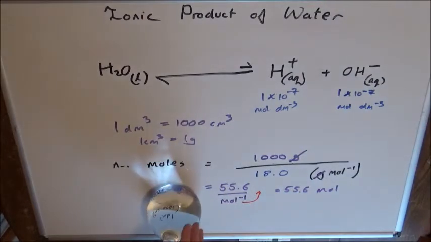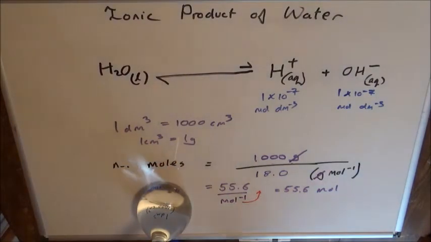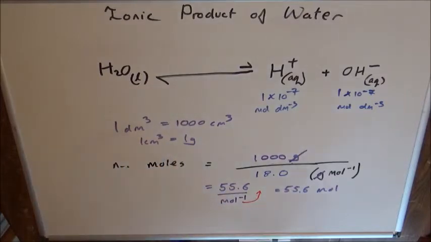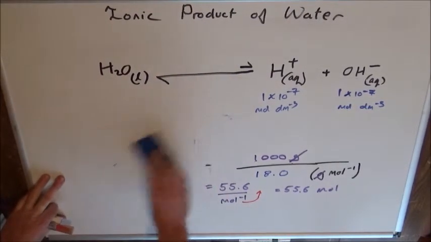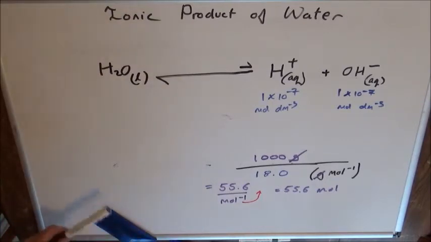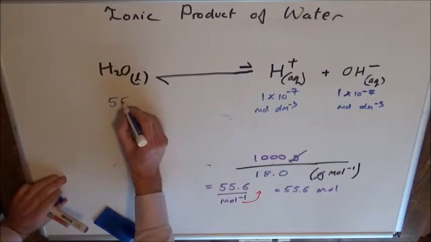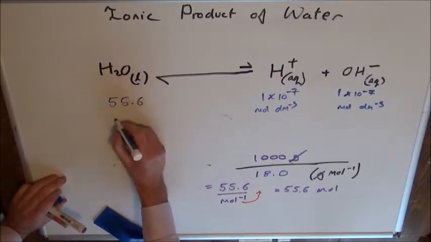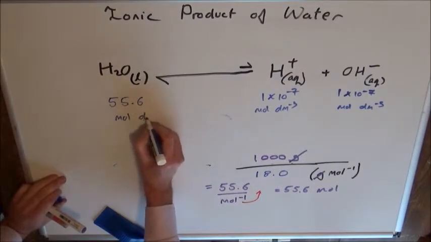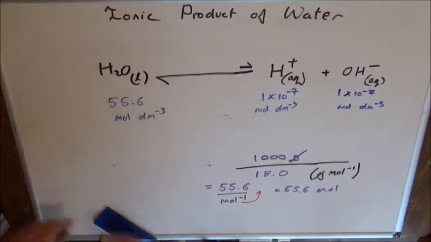So what I know now is that in that decimeter cubed of water, I have 55.6 moles of H2O molecules. So 55.6 moles in a decimeter cubed is 55.6 moles dm to the minus 3. I'll just write that up here. So the concentration here is 55.6 mole dm to the minus 3.